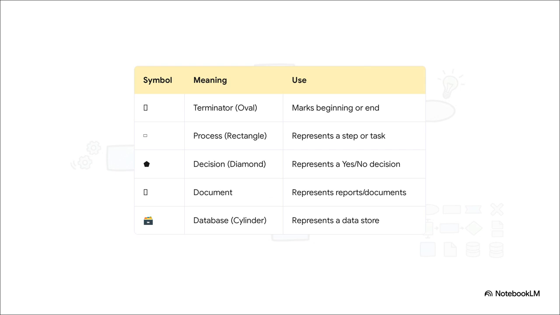You've got ovals, or what we call terminators. Those mark your start and end points. Rectangles represent any action or a task you need to do. And then there's the diamond. This is your crucial decision point, where the path might split. Of course, we also have symbols for things like documents and databases. If you can just master these basic shapes, you are ready to start building.